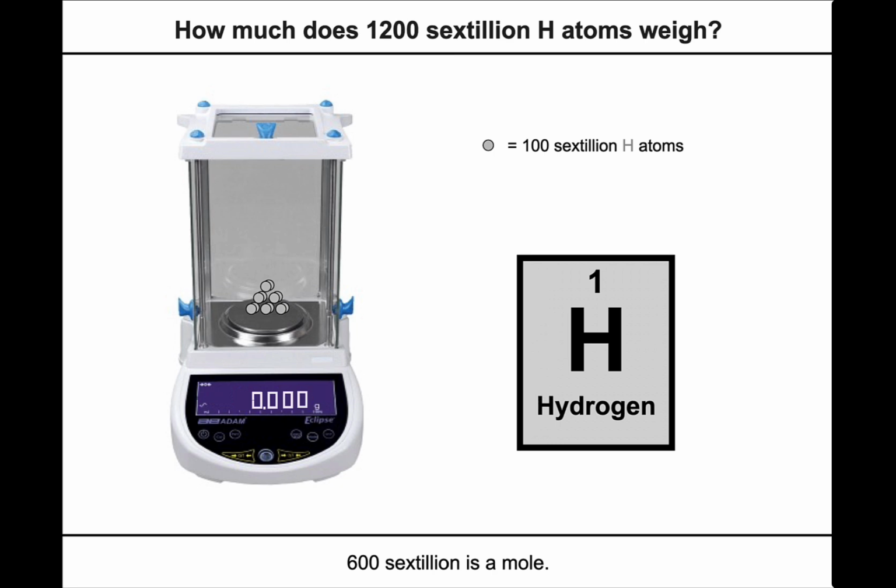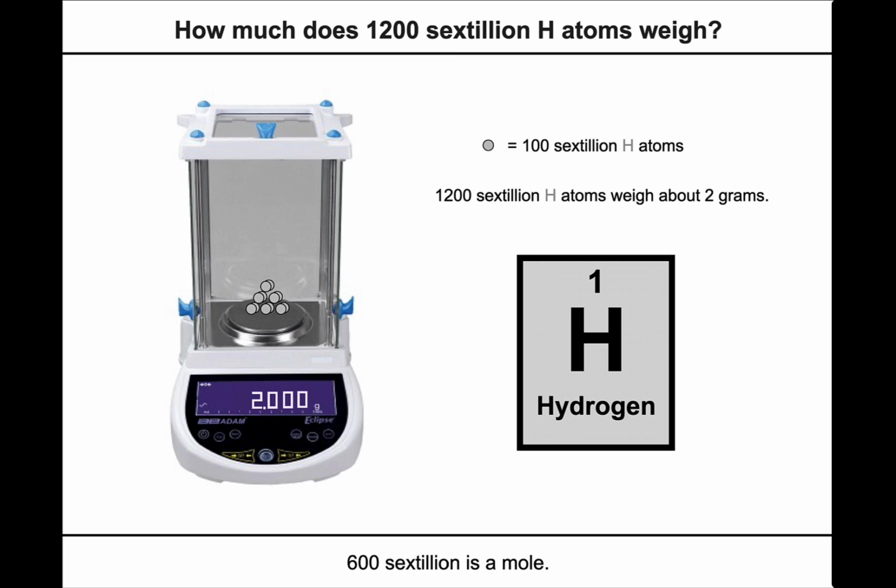Think about how much that should weigh. Think about how much the first 600 sextillion weighs, and then think about how much it is if I add another 600 sextillion. Well, you guessed it. It should weigh 2 grams. We've weighed out twice as many hydrogen atoms, so it should weigh twice as much, not 1 gram, but 2 grams. So 1,200 sextillion hydrogen atoms weighs about 2 grams.